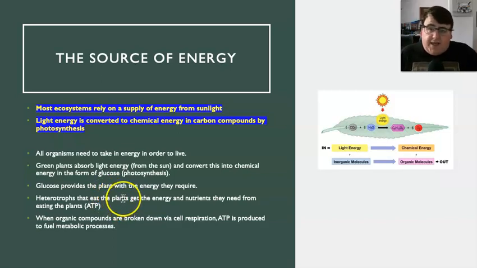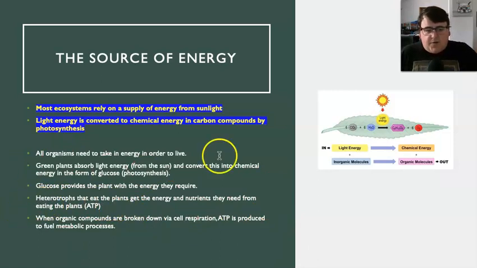When heterotrophs eat those plants, they'll also get the energy that's stored in that glucose, and they can break that down again to release ATP, adenosine triphosphate. Whenever those organic compounds are broken down via cell respiration, which for now we'll just say is the opposite reaction of photosynthesis, ATP will be produced. There's actually a lot more to it, but we'll talk about that when we get into molecular biology. ATP allows us to fuel our metabolic processes.